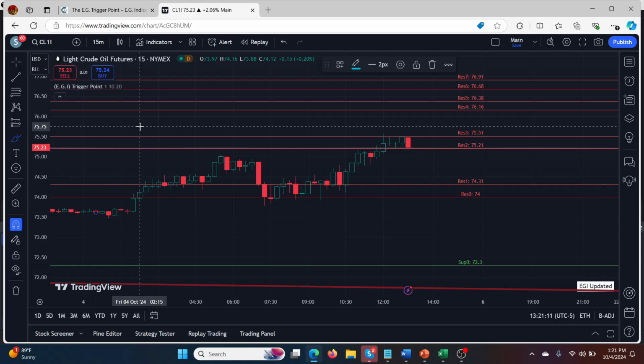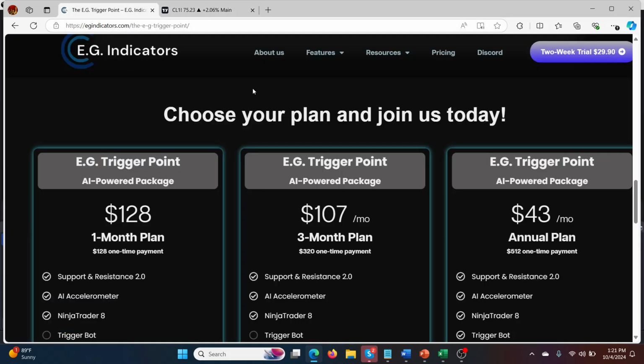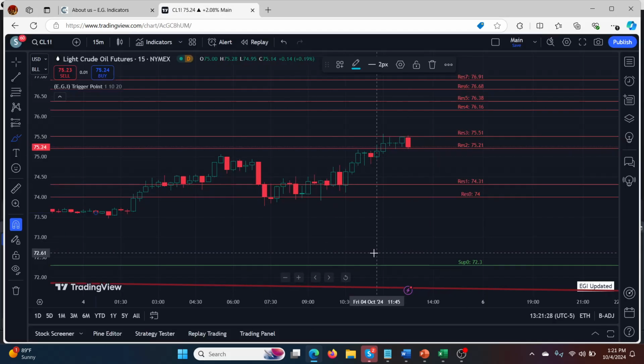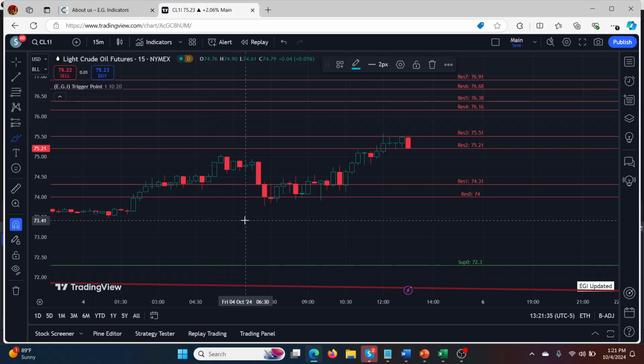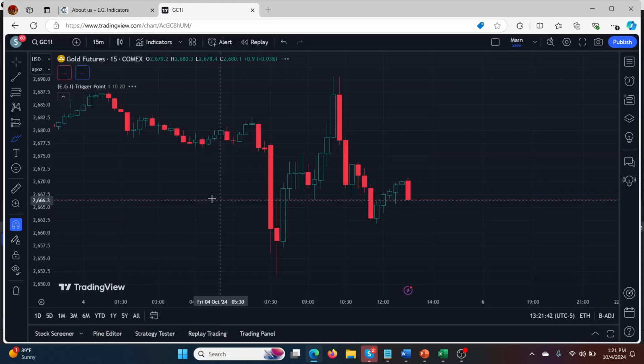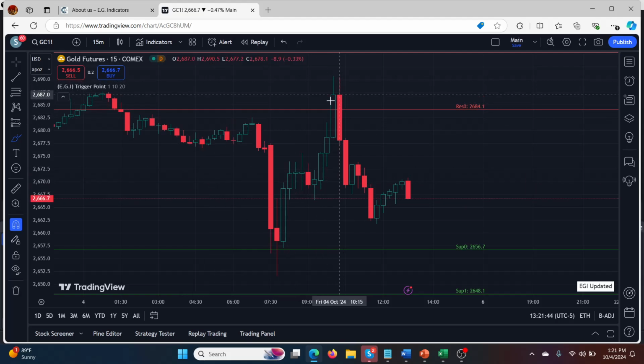And so at the moment, on my first impressions of EG indicators, the pros are I like the people that are involved. They have academic backgrounds. They seem to be very credible. The cons here are really the trigger point resistance and support lines don't actually seem to be that accurate. So you can see on ES and CL really didn't respect them at all. And then on gold it did to some degree, but even on gold, which was the best one that I could actually find because I wanted to show you it actually worked, it's overshooting significantly.